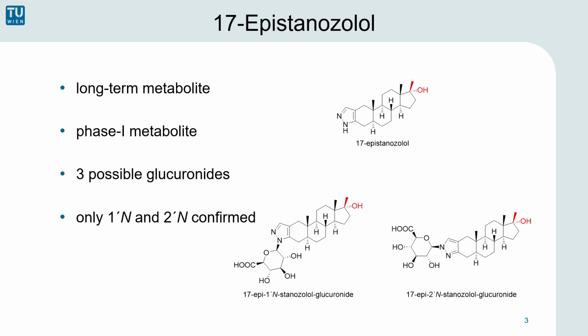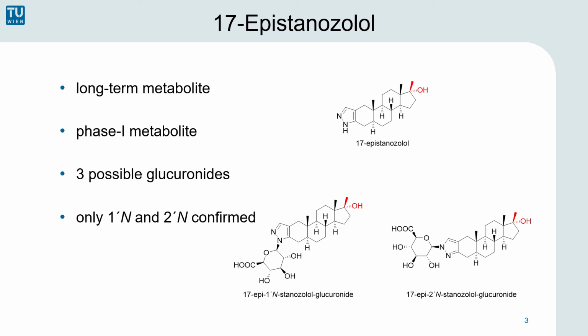17-epi-stanozolol is a known phase I metabolite of stanozolol and believed to be a long-term metabolite for this doping substance. 17-epi-stanozolol has 3 different positions where glucuronic acid can be attached in the human body, but only the glucuronides of 1'N and 2'N are confirmed up until now.